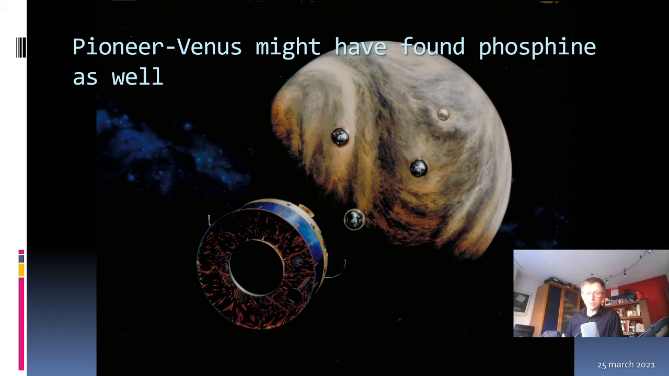For one part, there were a lot of Soviet Union missions, Veneras, that went through the atmosphere, landed even, and survived for maybe even up to two hours. But unfortunately, I'm not so sure we know where the detailed data is about that. But NASA also had a mission with atmospheric probes, Pioneer Venus in 1978. So that is also quite a long time ago. And they did have some data online, but a lot of it was not digitized.